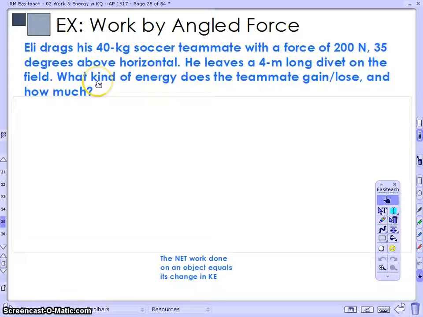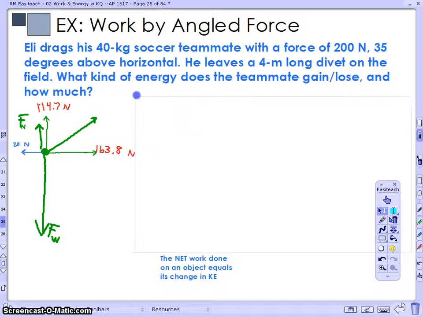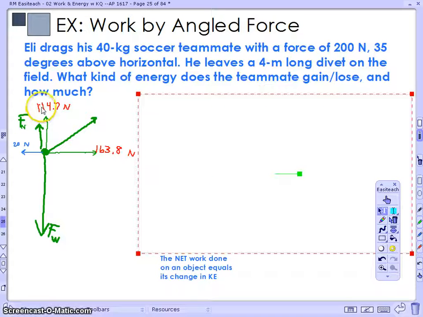What if Eli drags his soccer teammate, this has happened before, with an angled force? Now we're really going to explore this whole parallel concept. Hopefully you can pause this and think about this for a second. Your instinct should be to do a force diagram and then do some trig. Your force diagram looks like this, and when you do the components, you end up with 164 and 115.